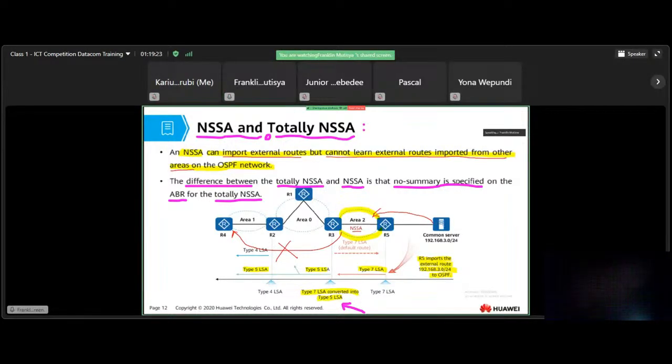We have what we call a totally not so stubby area. So the difference between the totally not so stubby area and the not so stubby area is that the no-summary command is specified on the ABR for the totally not so stubby area. Okay.